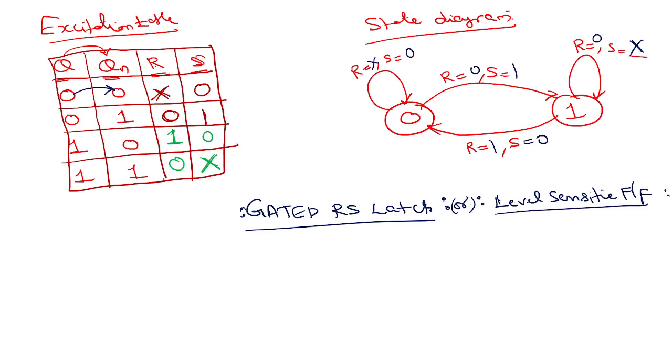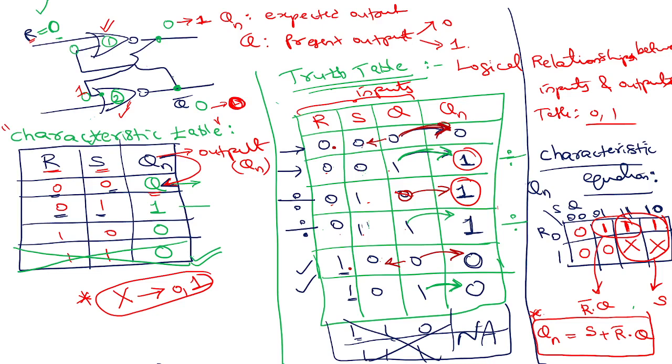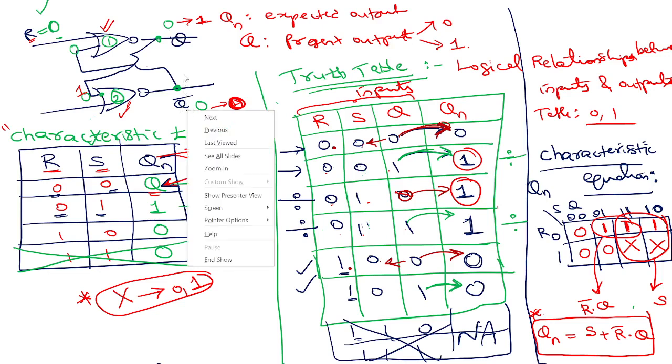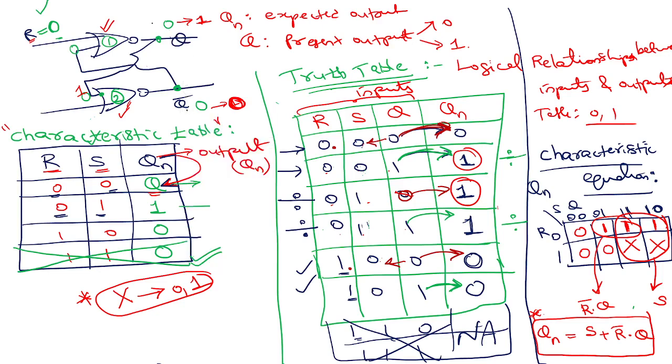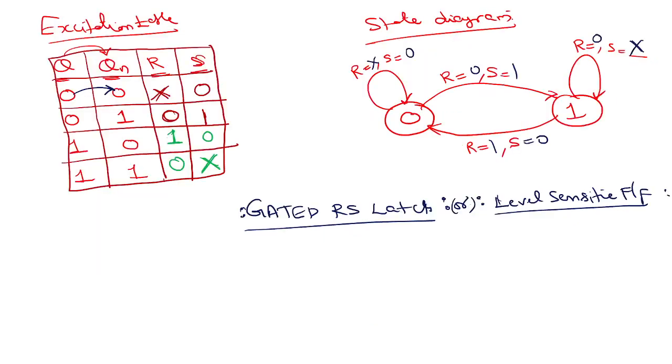So here, the issue with this is Q and Q bar. When you apply R and S some values, whatever it is, Q and Q bar change at different times. It's asynchronous in nature. For one combination, they'll change very fast. For one combination, it will not change at all. It will take a long time. So there is no synchronicity.